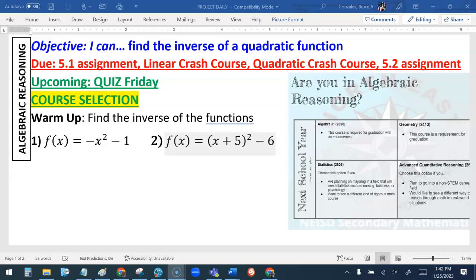So I can find the inverse of a quadratic function yet again for the warm-up. Now, if you didn't start it already, you should have been able to at least start this because it's just like the warm-up from Tuesday and similar to Monday.